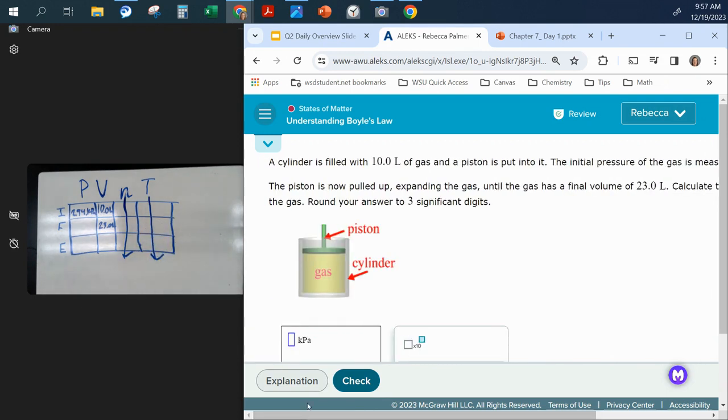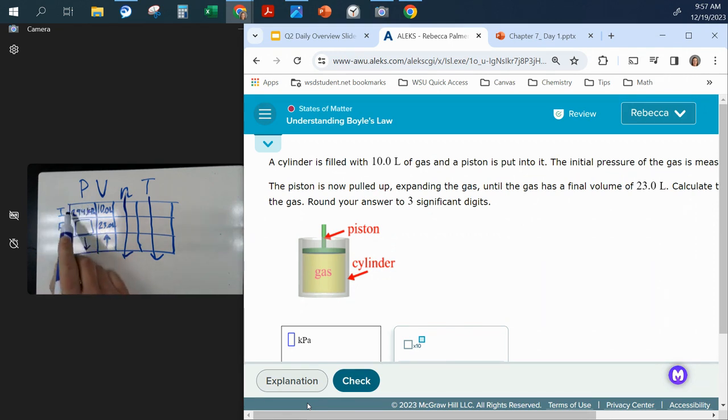Okay. So then let's think about what's happening in a syringe. What happened to the volume? The volume went up. So if we increase the volume and we have the same amount of gas, what should happen to the pressure? It should decrease. So the number that we find here should decrease.